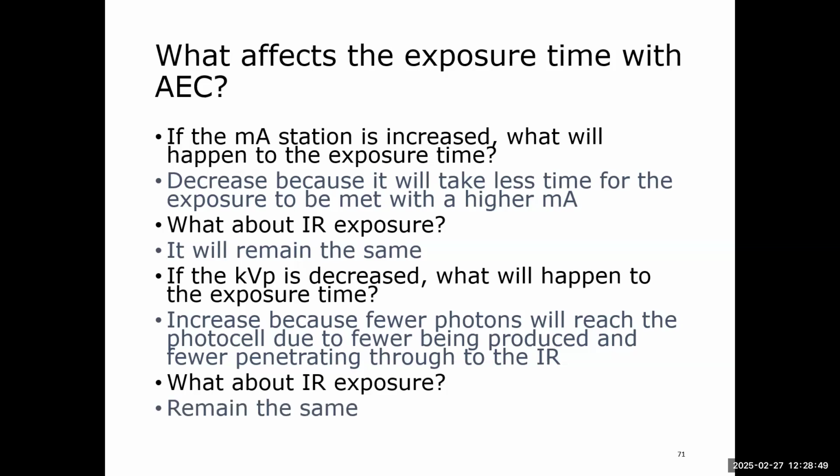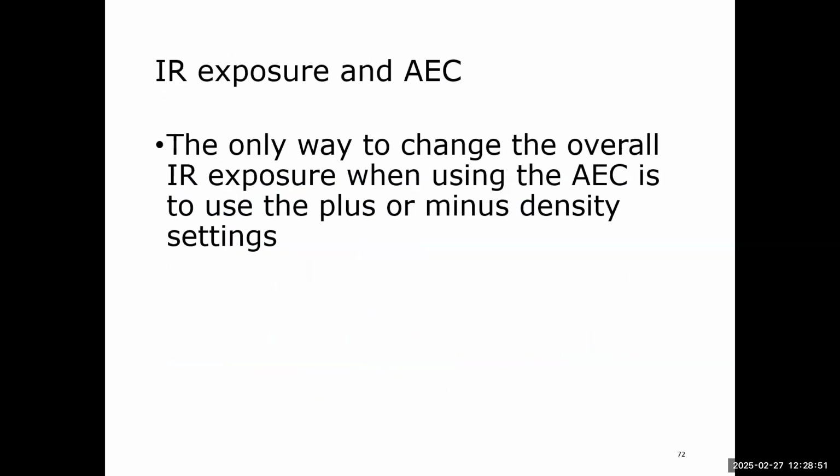The only way to change the overall IR exposure when using the AEC is to use the plus or minus density setting. Purposely, intentionally. Let me add that word. I probably need to add that in there. The only way to intentionally change IR exposure is to use the density settings. We can mess up, right? And we can unintentionally change IR exposure by doing what?